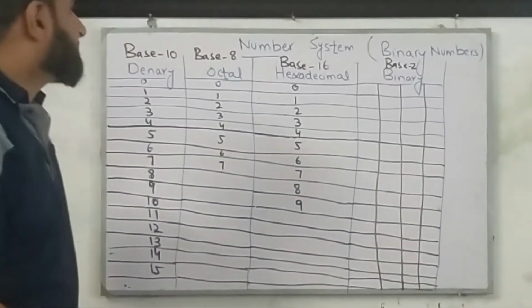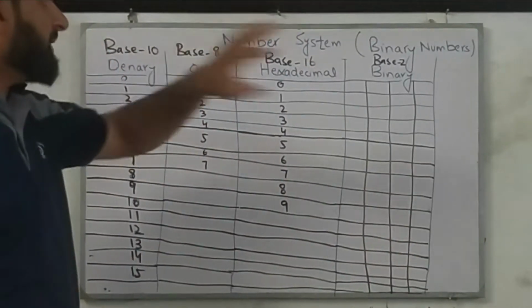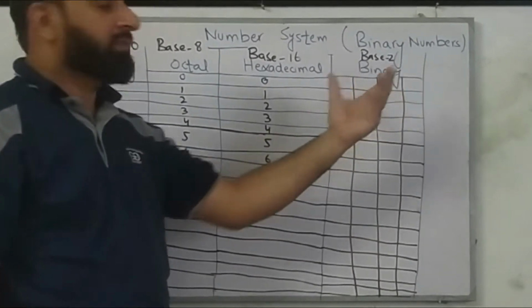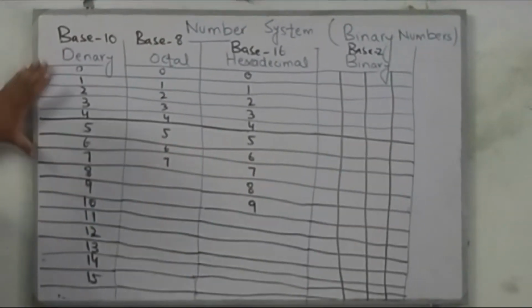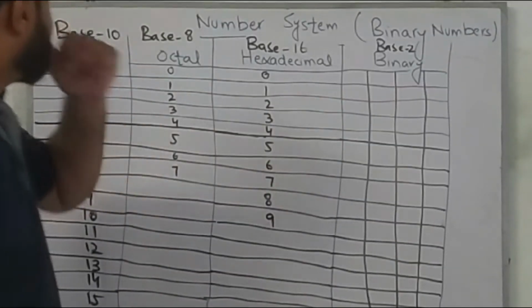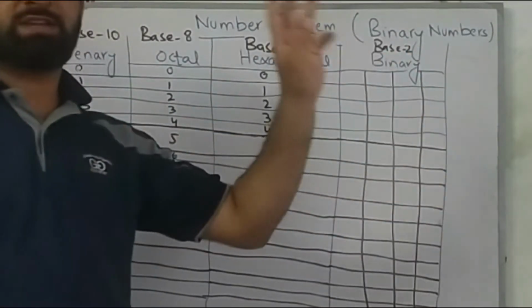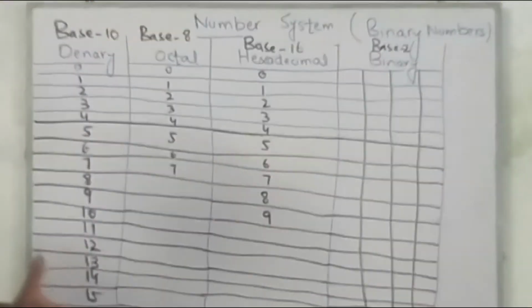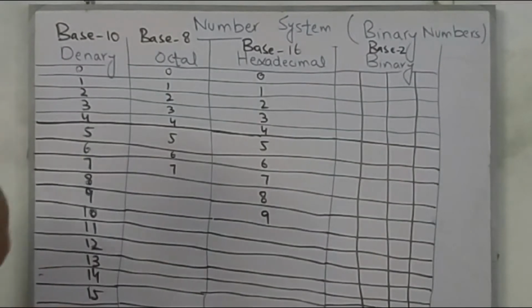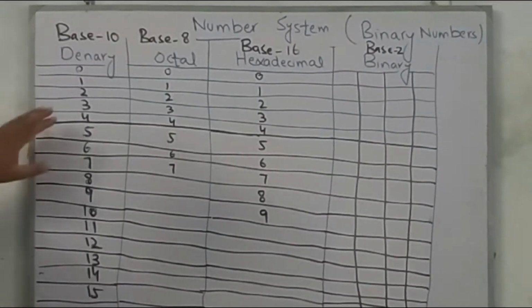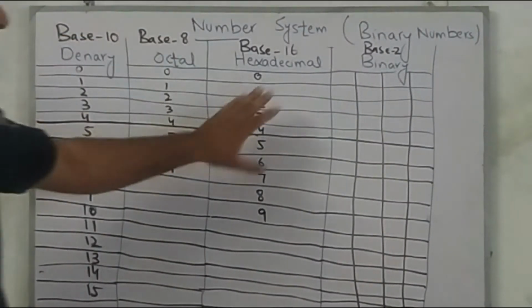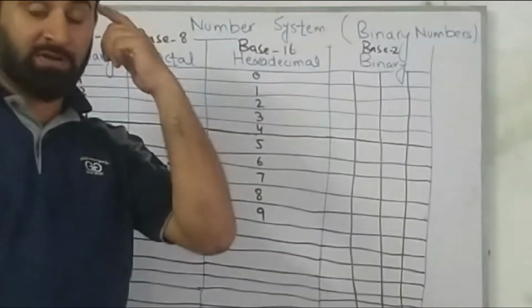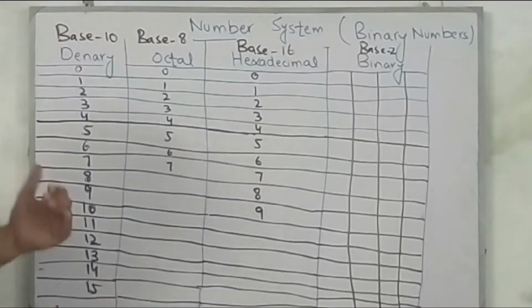Now I'm going to discuss number systems, in particular the binary number system. In O levels, we have these number systems: Denary, Hexa, and binary. We discuss only these three in O levels, but in classes 6, 7, 8 in various schools, they discuss Denary, Octal, Hexa, and binary. These are four number systems.